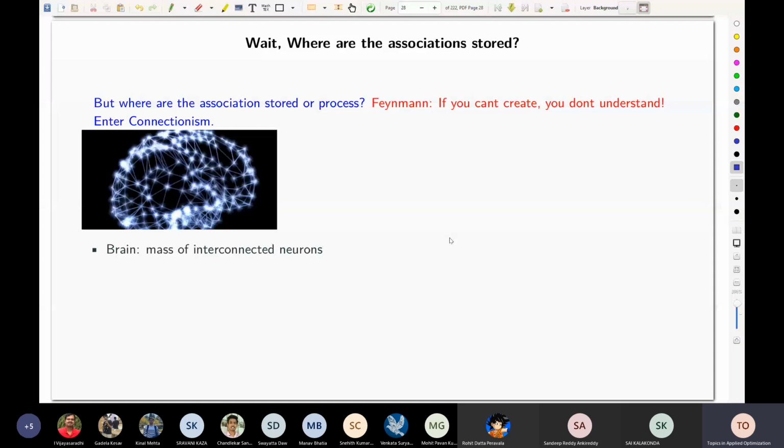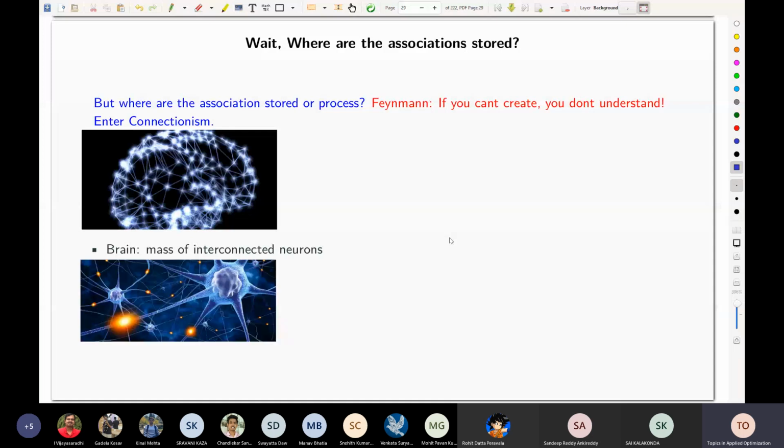Okay, so the brain seems to be a mass of interconnected neurons, and it is believed that the brain is doing all the processing. In more detail, it looks something like this. There are these cells, the so-called neurons, and they are connected with synapses and so on. Many neurons connect into each neuron.